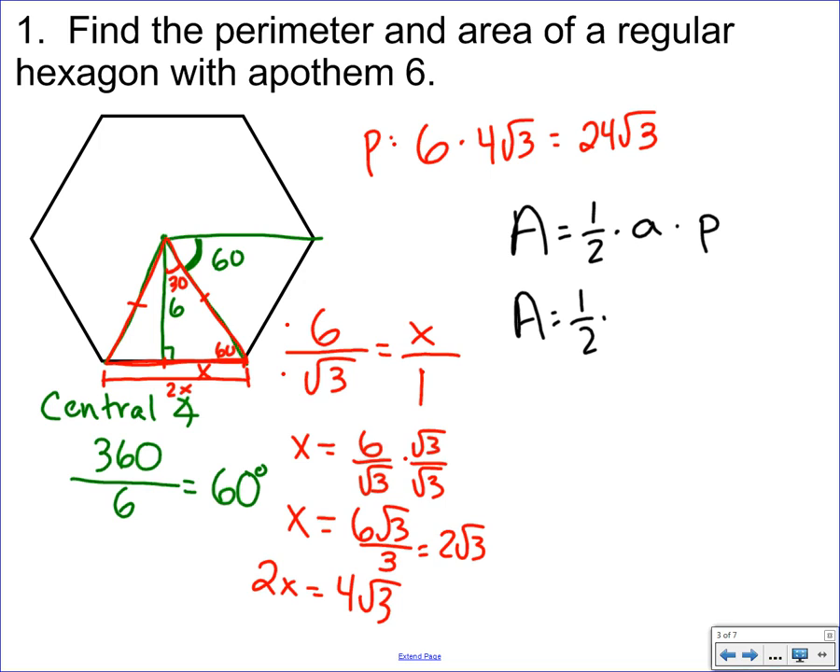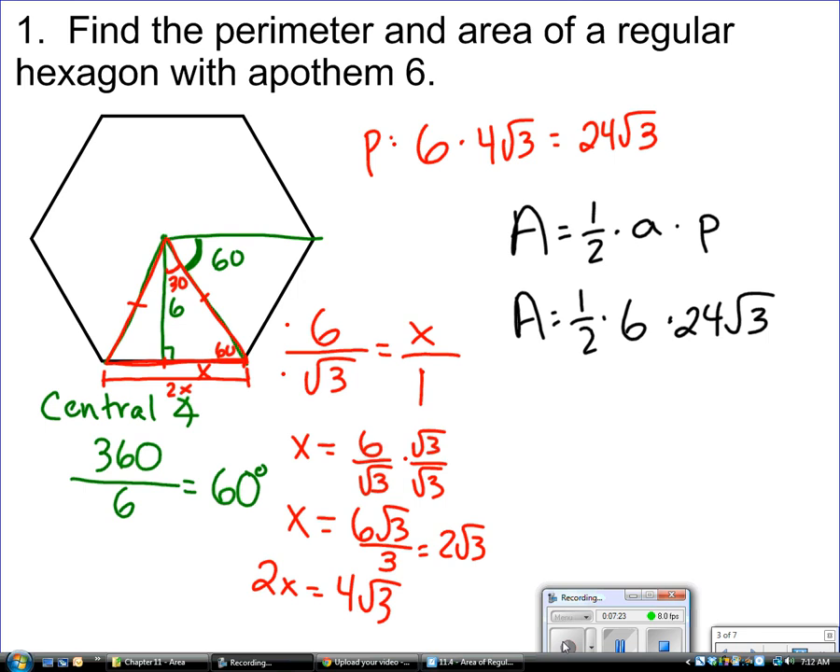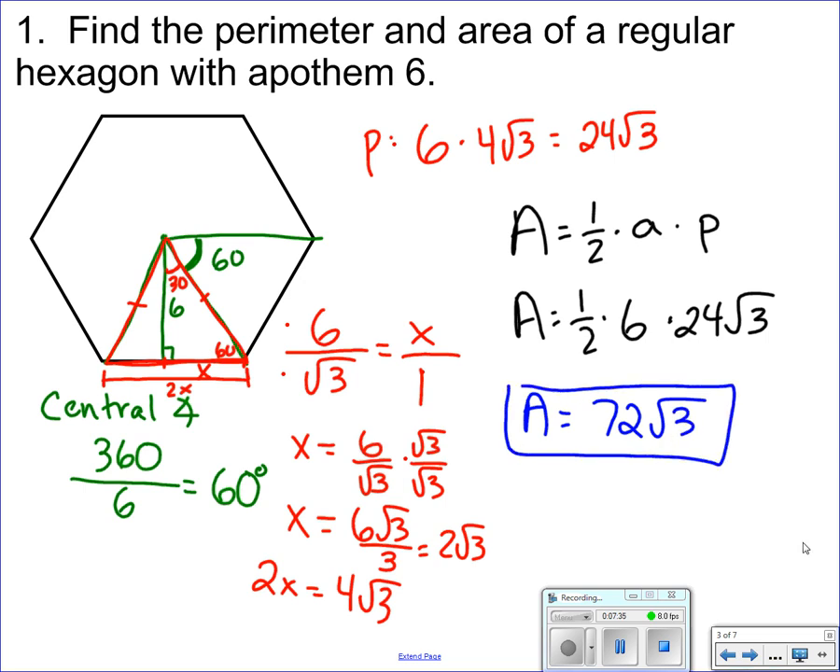1/2, our apothem is 6, times our perimeter, which is 24 root 3. Okay, so therefore, our entire area is going to be 72 root 3. I didn't give us units. And notice how that guy's in simplest radical form. Look at all that work I had to do for that one. All right, our next example.